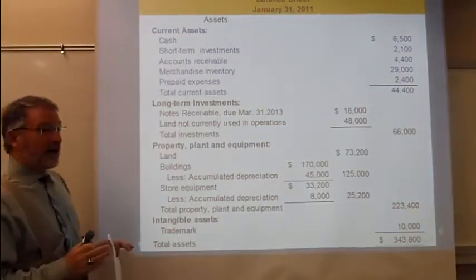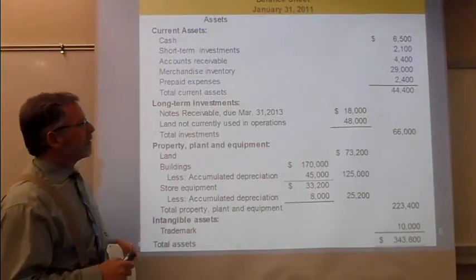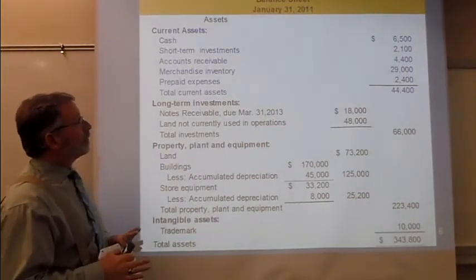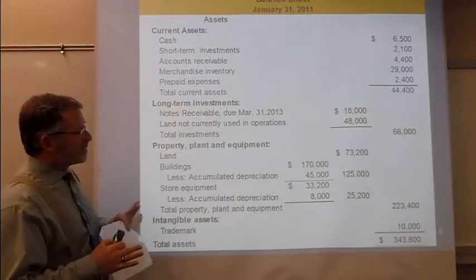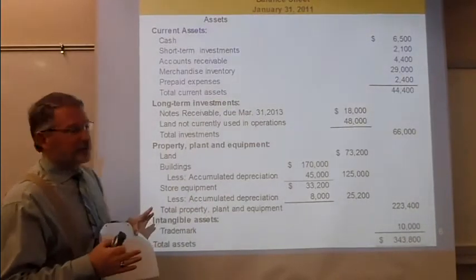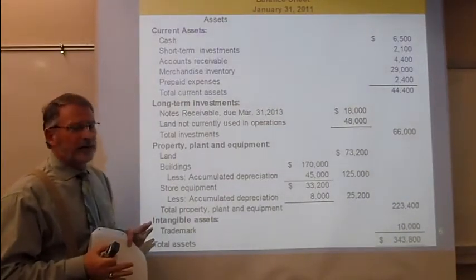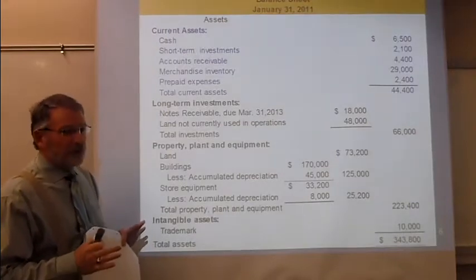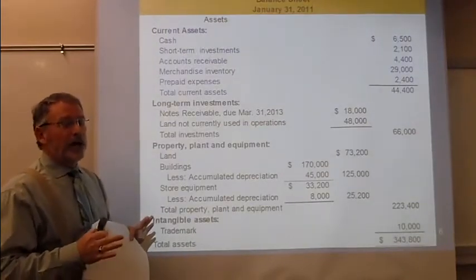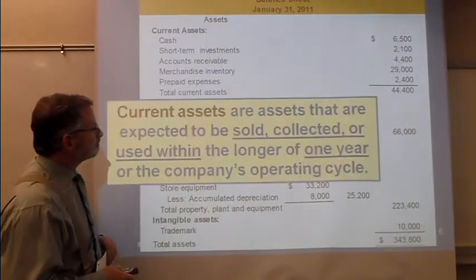So here's a balance sheet for Music Components. This is another example out of your textbook. What we're looking at here is the asset section. And the portion that's highlighted in blue, the top portion, is a section called current assets. Now, the use of the word current is new, and so I want to explain a little bit about what current actually means.